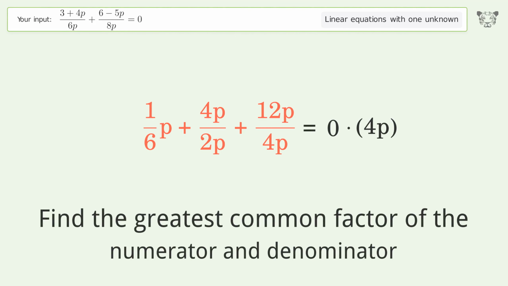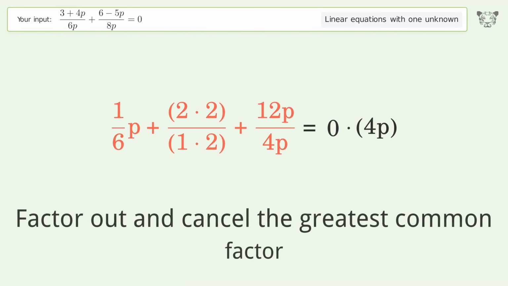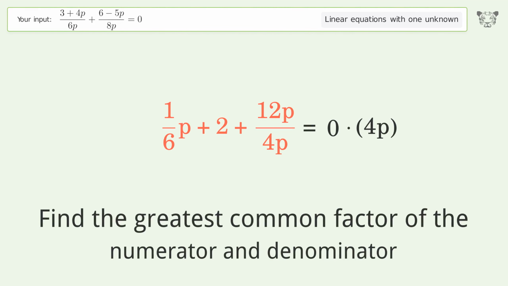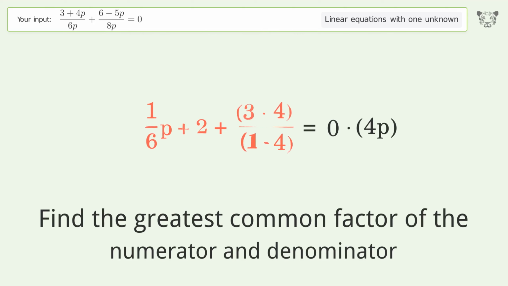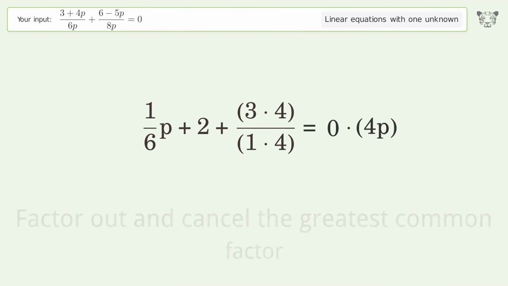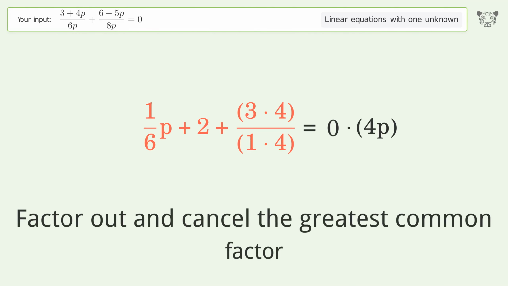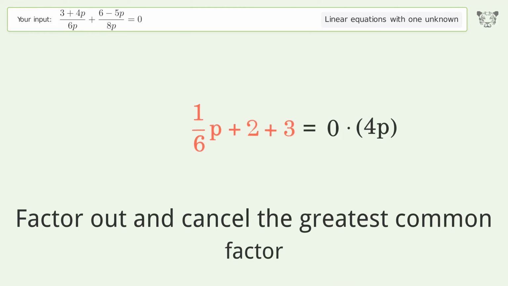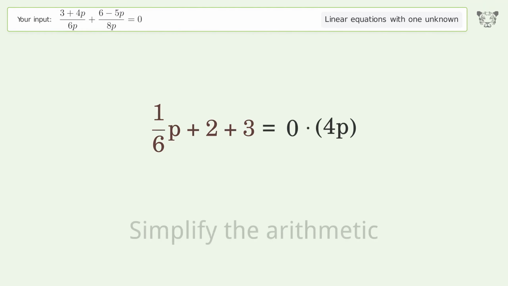Find the greatest common factor of the numerator and denominator. Factor out and cancel the greatest common factor. Find the greatest common factor of the numerator and denominator. Factor out and cancel the greatest common factor. Simplify the arithmetic.